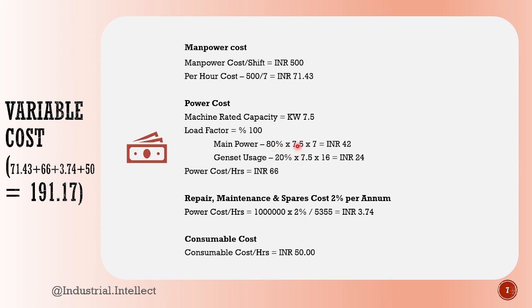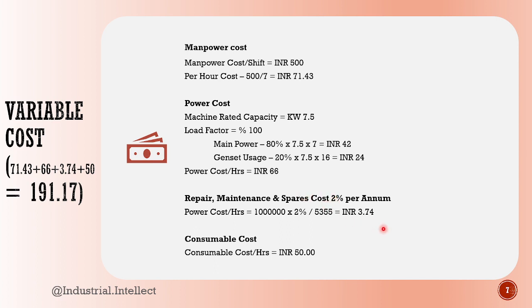So 80% of that unit multiplied by the 7 Indian rupees per unit, the cost comes in an industry. After multiplying all these, it is like 42 Indian rupees in an hour consumption with the main power. Genset, there is 16 rupees normally because it's diesel consumption. So with that per unit rate, it is 24 rupees in an hour for the genset. So the total power cost will come like 42 plus 24, so it is 66 rupees.